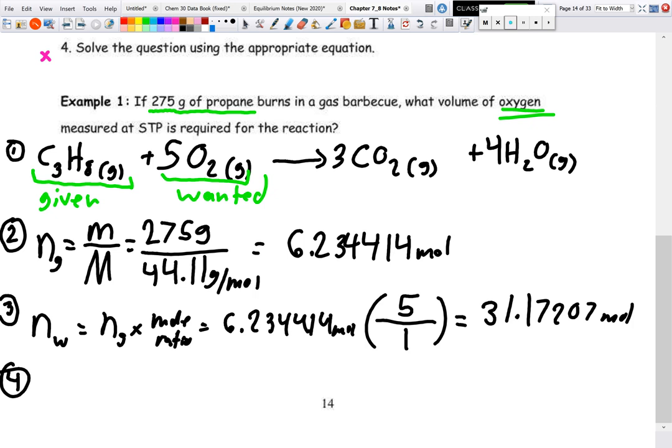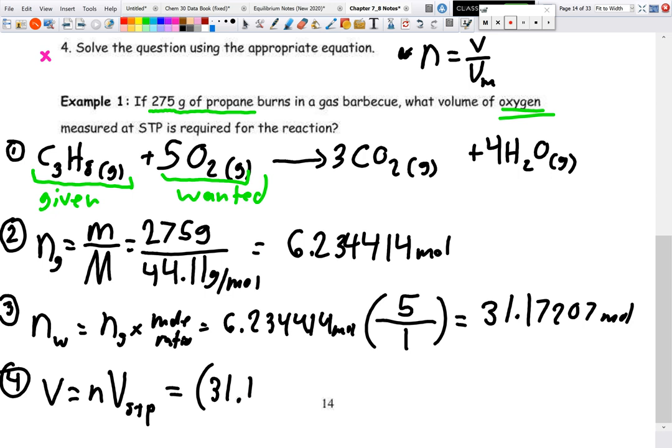And finally, the last step is solve the question, and it's asking for what volume measured at STP. So of course for that we need to rearrange the equation, I'm just going to write up here, the equation we had, n, number of moles, is equal to V over Vm. In order to solve for volume, we need to multiply both sides by Vm. So V is equal to n times Vm. And because we know it's STP, just write Vm STP.